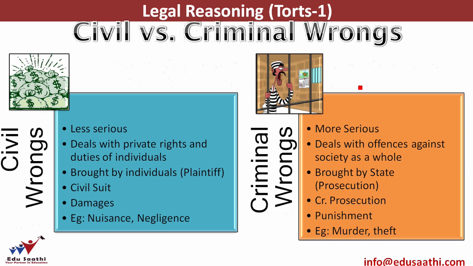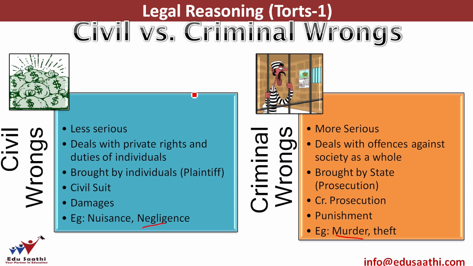Let's go to the next slide for this. This is the difference between civil wrong and criminal wrongs. Civil wrongs are less serious in nature. However, criminal wrongs are more serious in nature. Let's take an example here. Example is negligence. If you are negligent, then the offense of negligence is less serious as compared to murder, right? So the offenses which a person does under the law of torts are less serious in nature as compared to the crimes done under criminal wrongs.